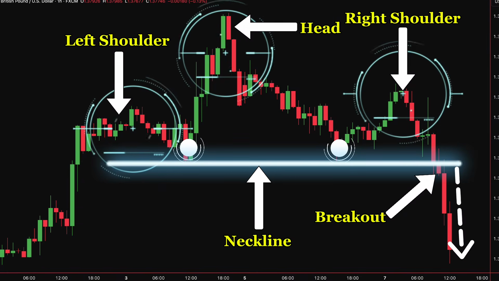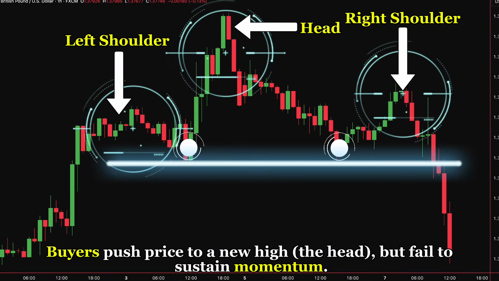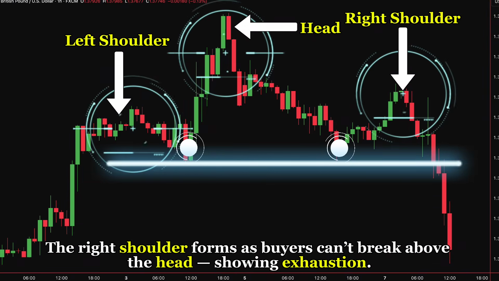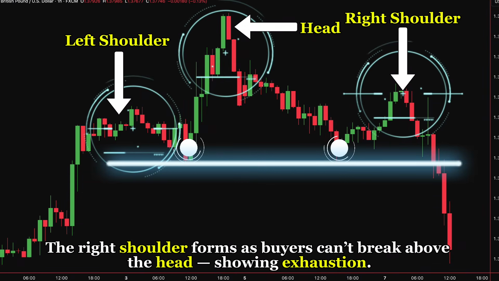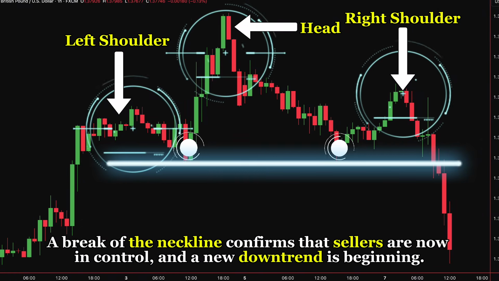What's the psychology behind this? Buyers push price to a new high, the head, but fail to sustain momentum. The right shoulder forms as buyers can't break above the head, showing exhaustion. A break of the neckline confirms that sellers are now in control, and a new downtrend is beginning.